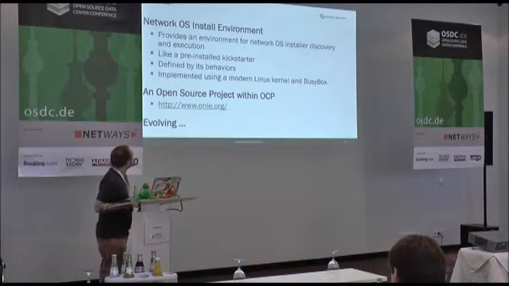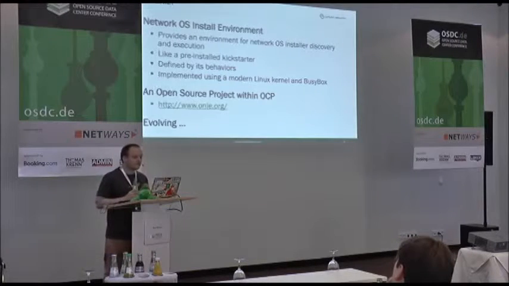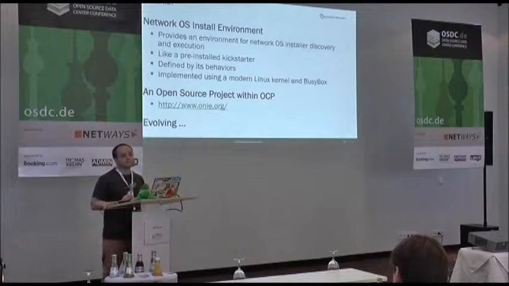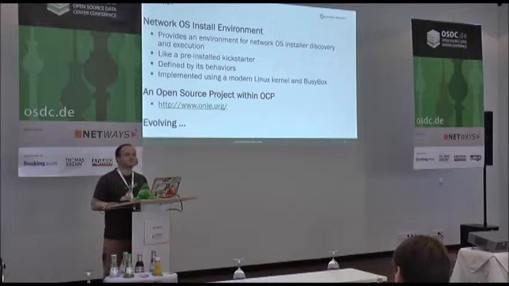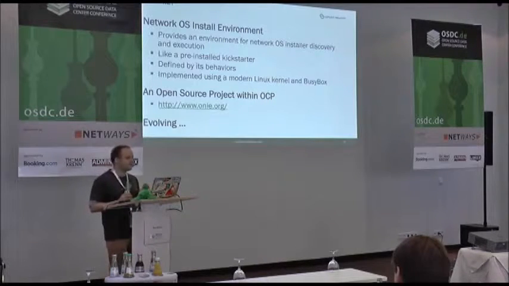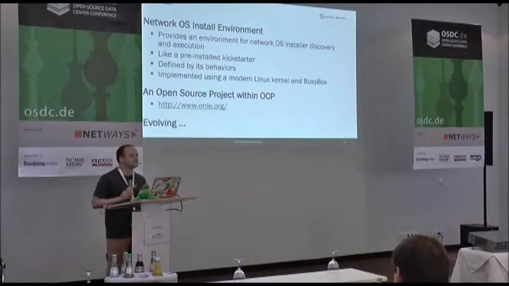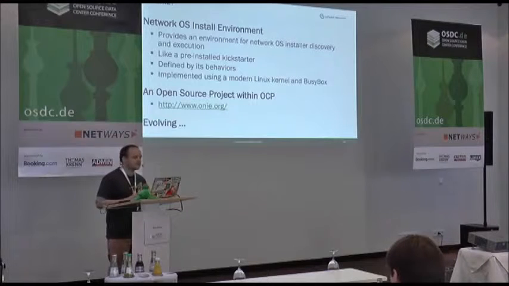So what is ONI? It provides an environment for the network operating system installation and discovery. It's like a pre-installed Kickstarter that sits on the box. It's a very, very small operating system, just a couple of meg. It's defined by its behaviors, and it's based on a modern Linux kernel and BusyBox. And it's all just written in Bash. You can see it all on GitHub.